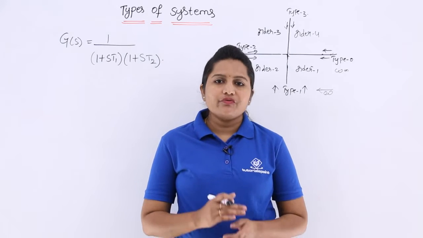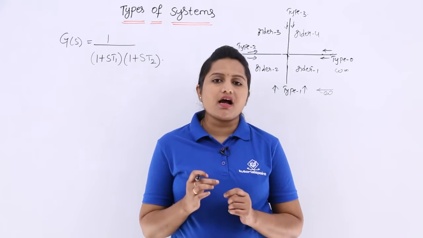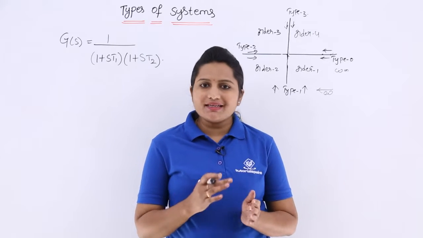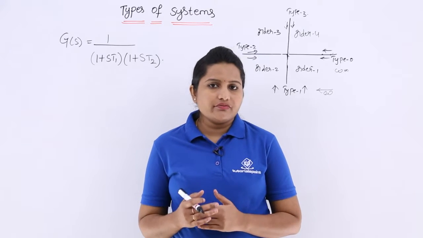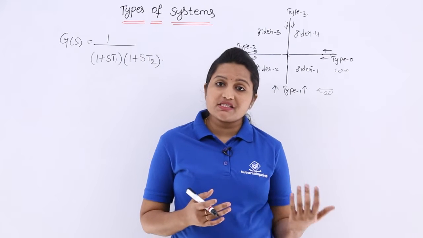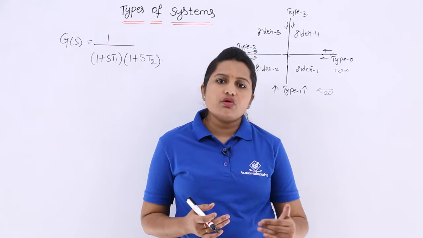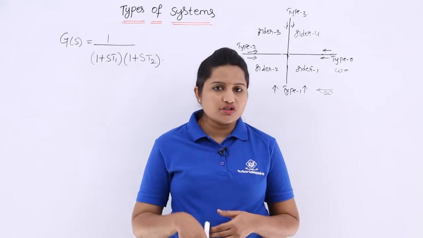In this video, we are going to discuss the polar plot of a type 0 and order 2 system. Earlier we already discussed one type 0 system. Here we are going to discuss another type 0 system with order 2. Previously we discussed type 0 order 1. Here we are going to discuss type 0 order 2.